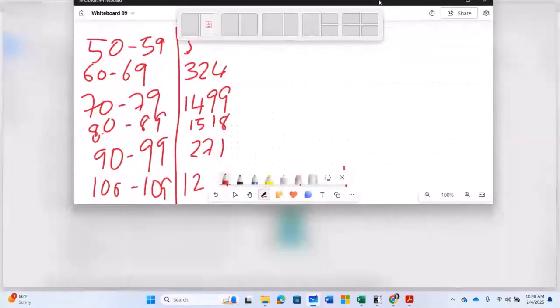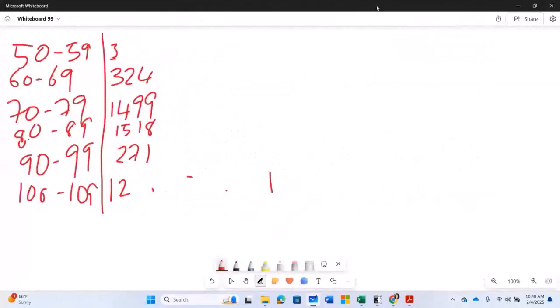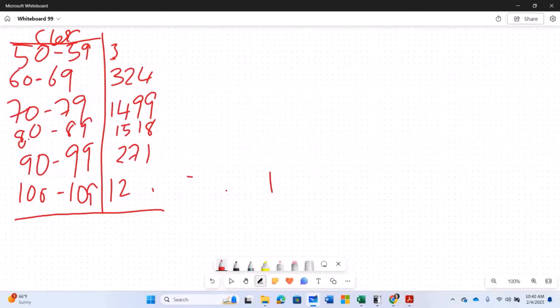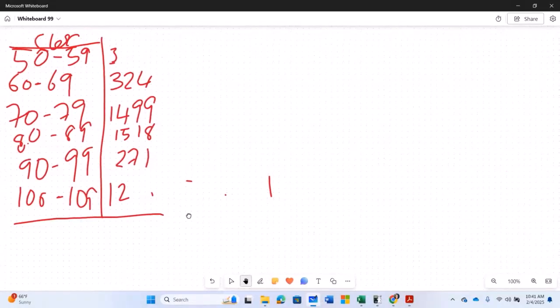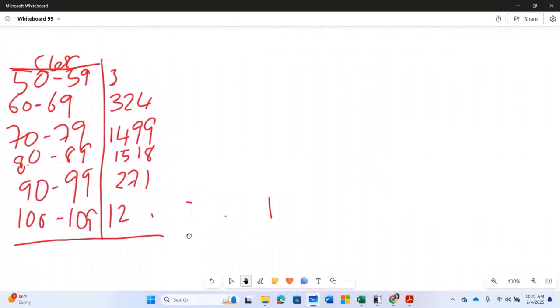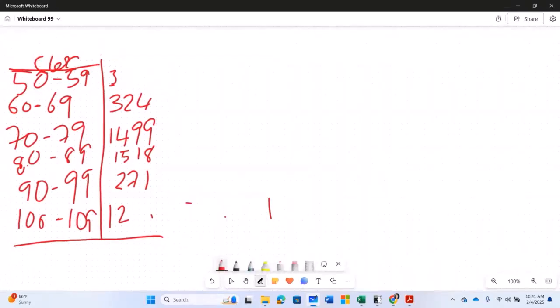There could be so many questions here. The first question could be, what is the class weight? So I'm going to write class here. This is classes or class. This is frequency. So I'm going to bring it down a little bit. So this is frequency.